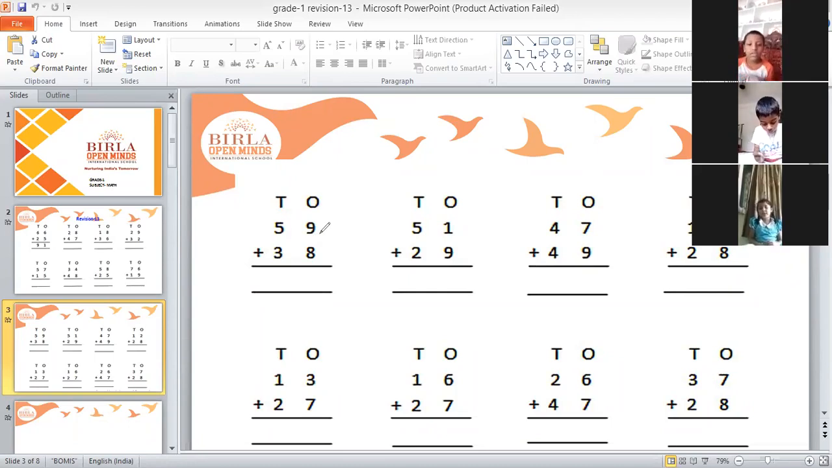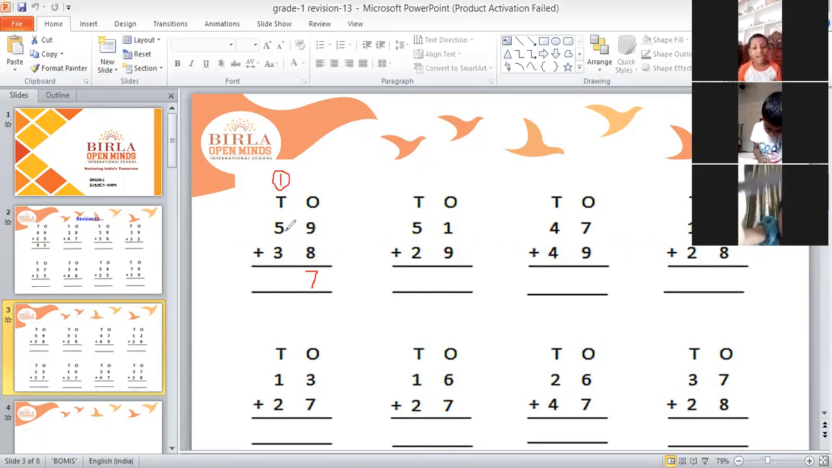Very good. So now tell me, what are the numbers in ones place? 9 and 8. Very good. So tell me, 9 plus 8, how much? 17. Very good. 9 plus 8 is 17. So we will write 7 in ones place and 1 will go as carry over in tens place.